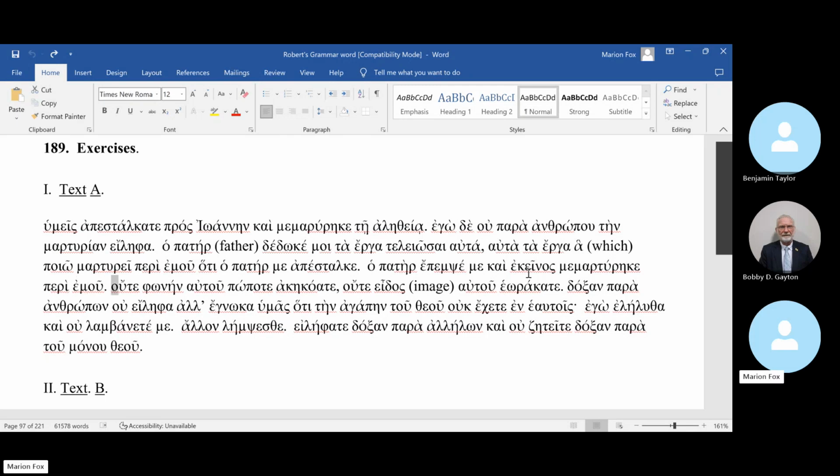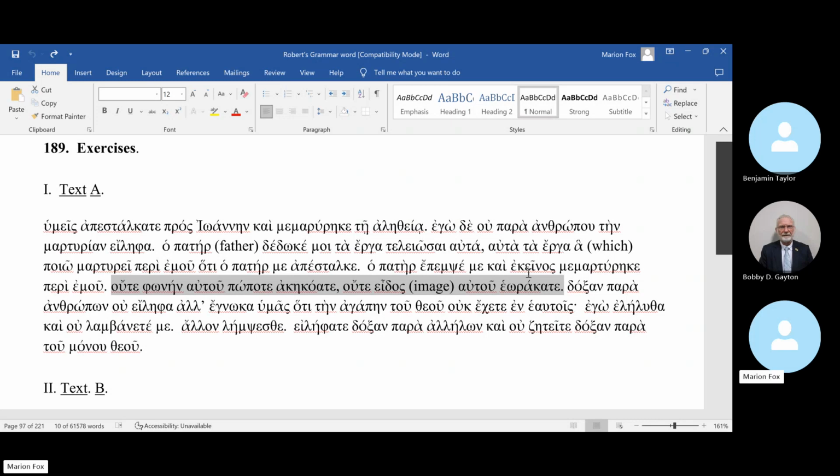Now here's a word that's kind of interesting. So let's come down to it, and I may go over into that other file. I know we slowed down a bit, but sometimes these words are real helpful to you. Okay, go ahead if you will. Oute phonen autou popote akekoate oute eidos autou heorakate. Neither have y'all ever heard his voice, nor have y'all seen his image.